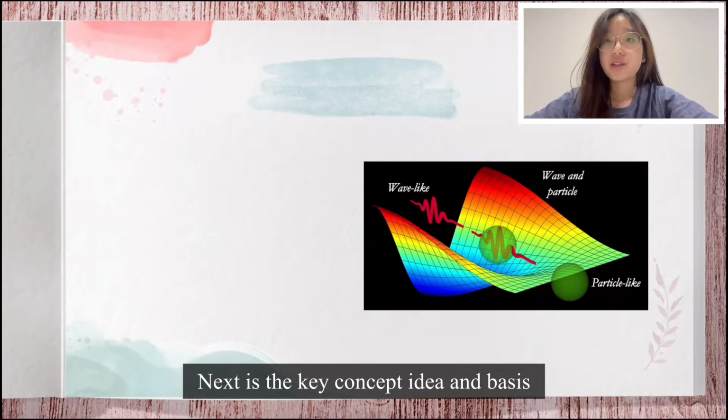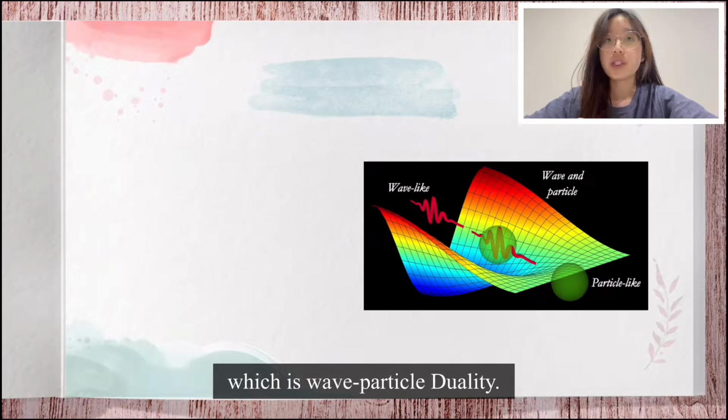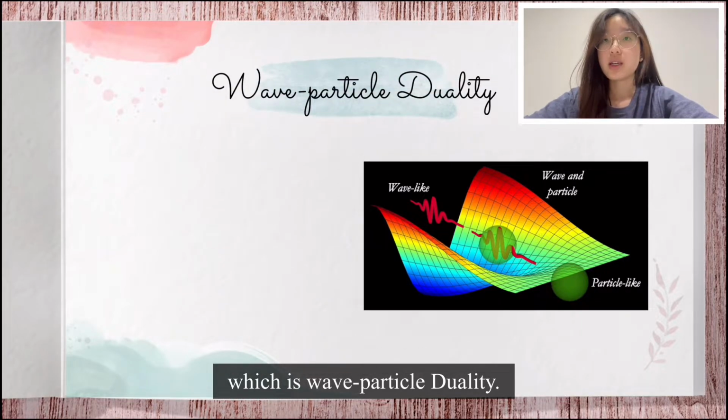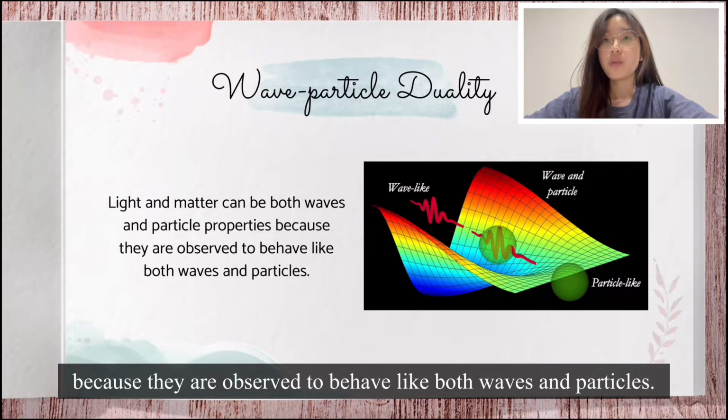And next is a key concept or basis that can be found in the theory of quantum mechanics, which is wave-particle duality. So wave-particle duality states that light and matter can have both wave and particle properties because they are observed to behave like both wave and particle.